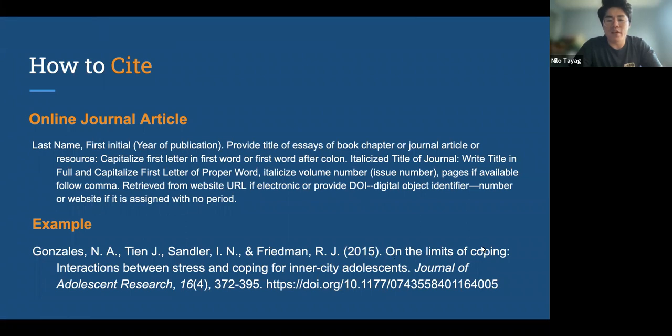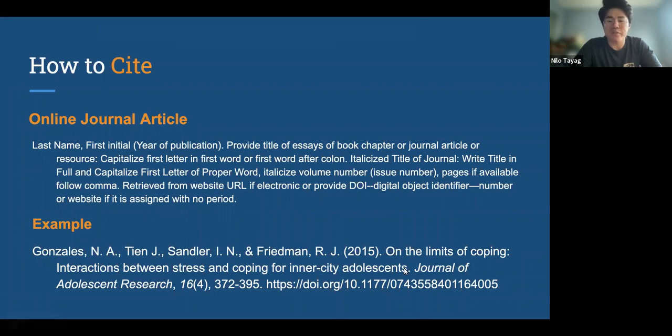And then we have the title of the article. Note that only the first word of each part of this title is capitalized. So here, on the limits of coping, only "on" should be capitalized. Then we have a colon, and since this is punctuation, we're starting a new phrase, but this is still part of the title. So "interactions between stress and coping for inner city adolescents" is the second part of that title, and only "interactions" is capitalized.